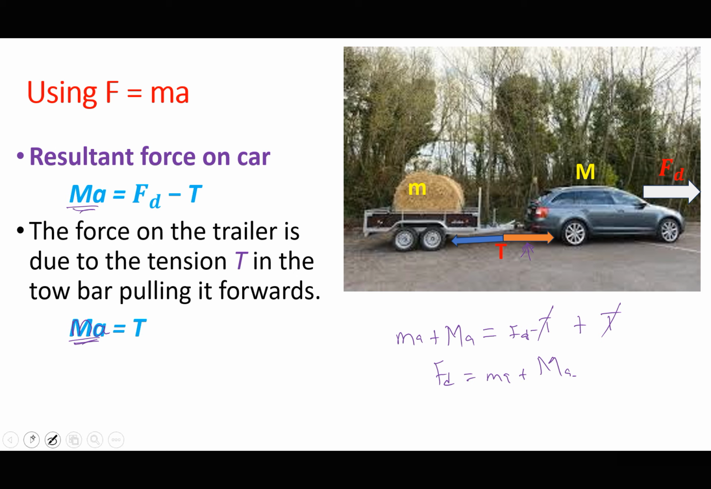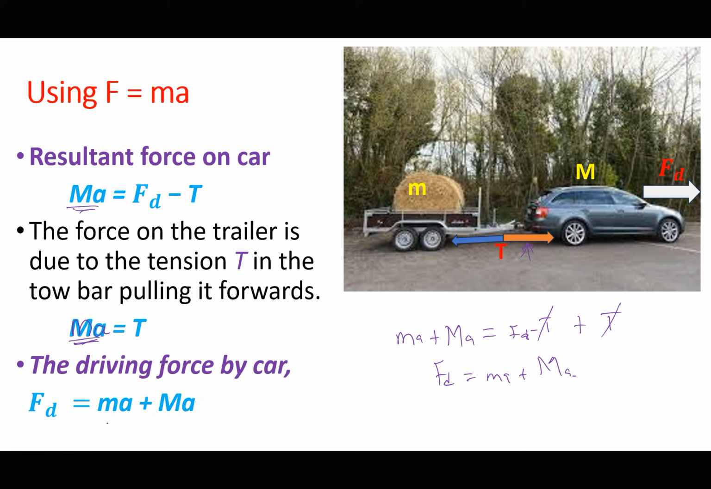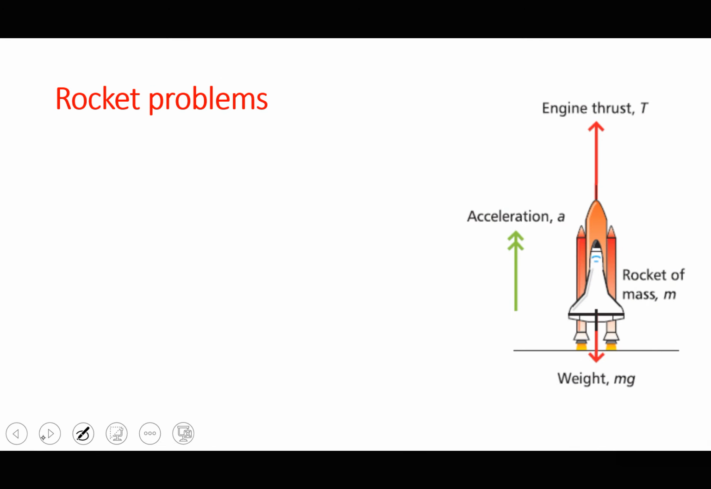So here I say the driving force is ma plus capital MA. Let's also talk about rocket problems. Think of a rocket which is being launched into space. Of course, the forces which act on the rocket include the engine thrust and the weight of the rocket downwards. So if the rocket has mass m, which forces are therefore acting?